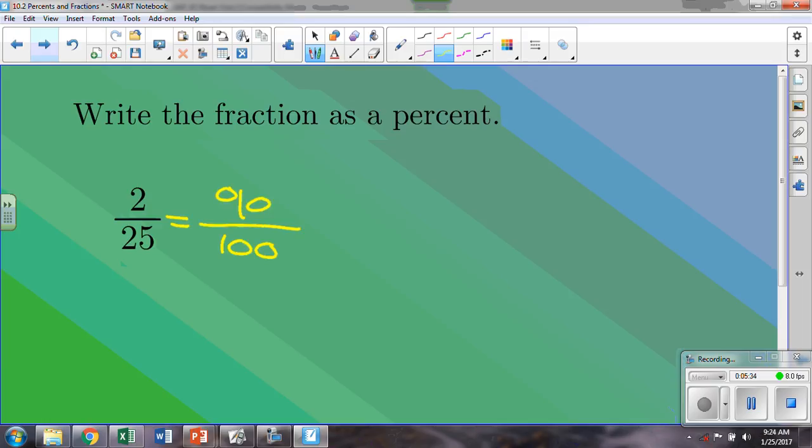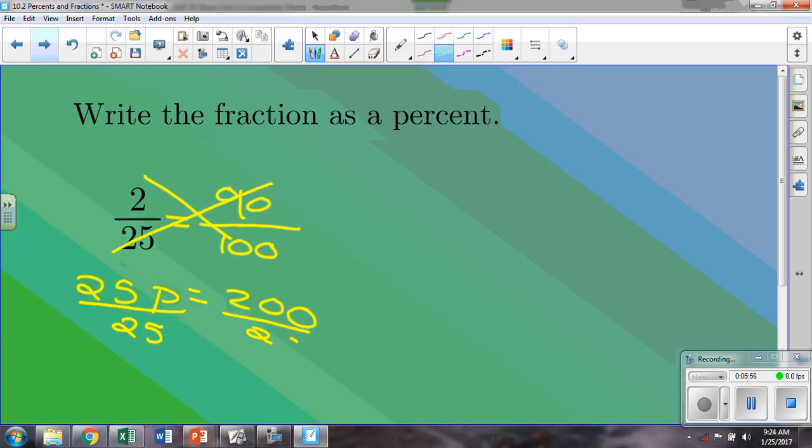we can solve this. And we've seen earlier in the year how to solve a proportion. We know that we can cross multiply: 25 times our variable will equal the other one, 2 times 100. Simply dividing out by 25 then gives us our final answer. 2 over 25, well, 200 divided by 25 equals 8. So it's 8%. We're done.